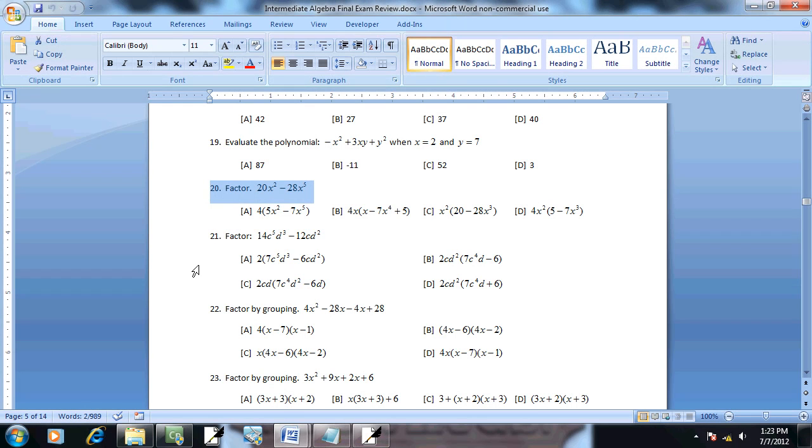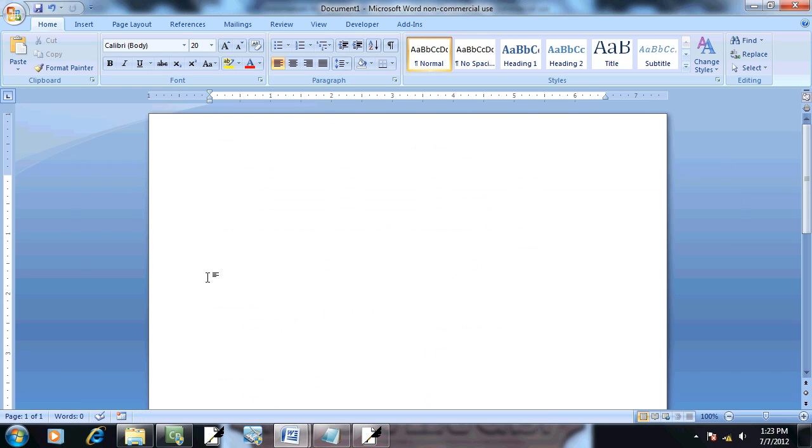Take a look at problem number 20. This is a factoring problem. So let's refresh our memory in factoring. Our first method of factoring is GCF, and this is greatest common factor.